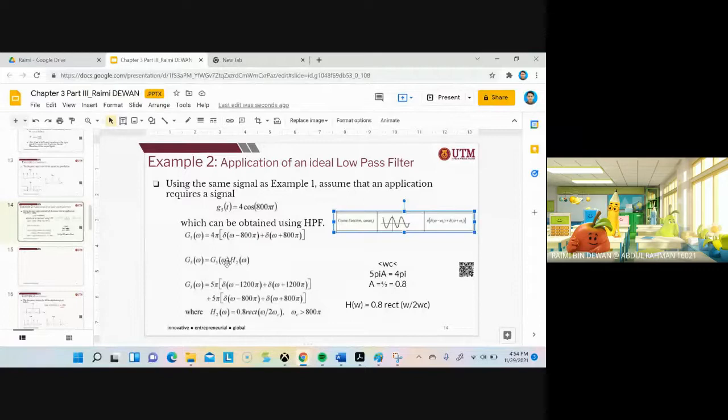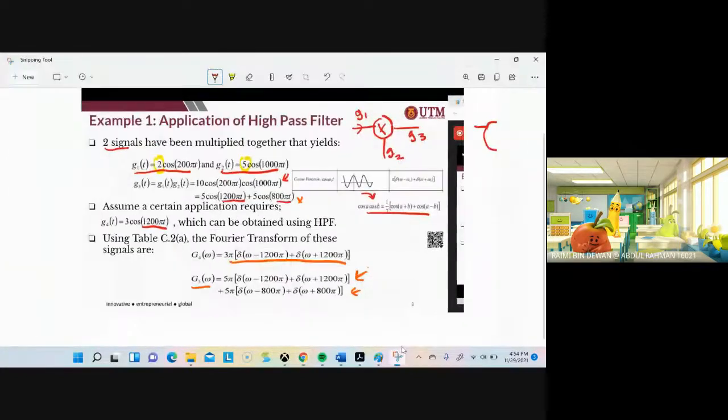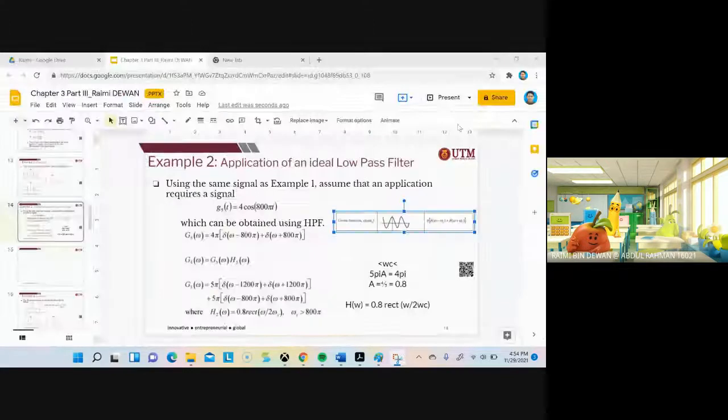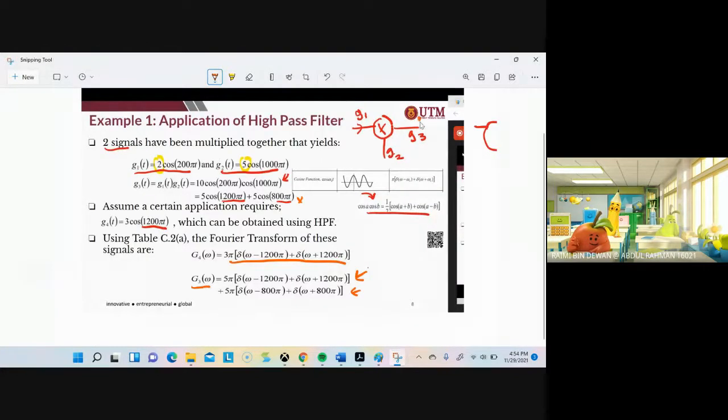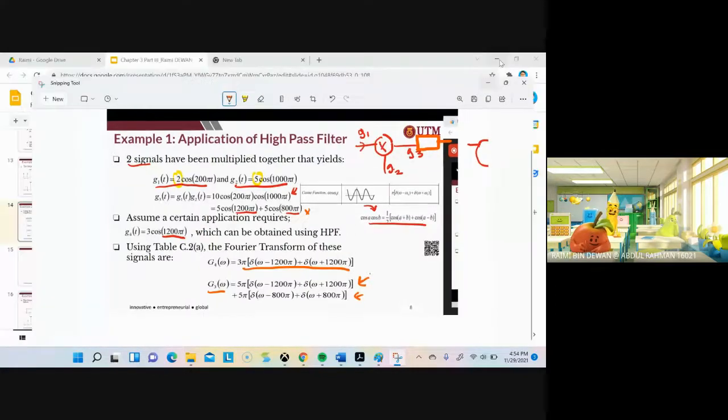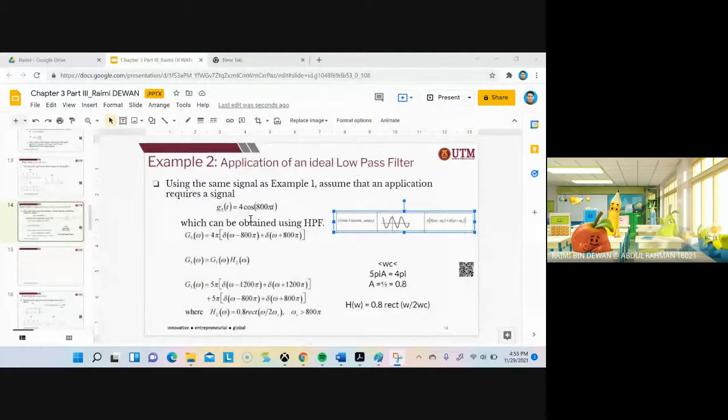G3 is what you learned just now. Then times with your transfer function, the filter, to get your finished signal. Here it is G5 or G4, depending on the question. Now it's G5. So G5 equals G3 times H omega. G3 is actually a cosine.